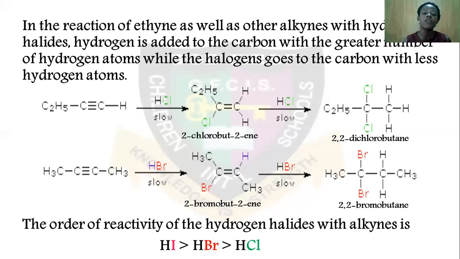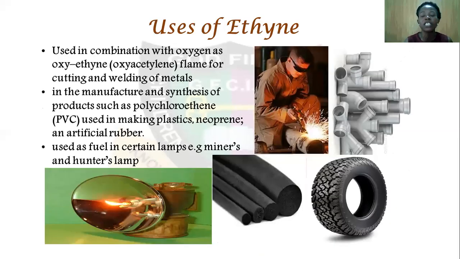Now, in the reactivity of the hydrogen halides with alkynes, hydrogen iodide is more reactive than hydrogen bromide, and hydrogen bromide is more reactive with the alkyne than hydrogen chloride. Those are the order of reactivity. Then a use of ethyne is in combination with oxygen. Remember, they burn in oxygen to produce carbon dioxide. Ethyne in combination with oxygen produces a large amount of heat, and that flame is used in cutting and welding of metal, like you see in this image here.